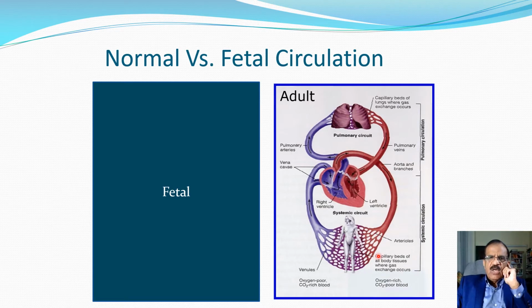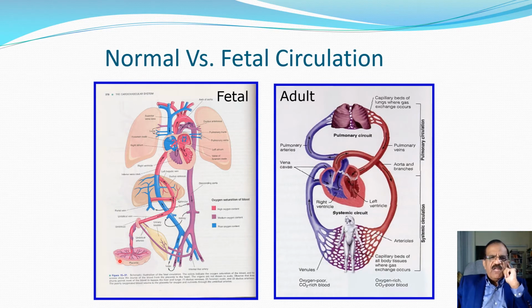Now let's see what is different in the fetal circulation. In the fetal circulation, the ventilating organ is the placenta. The placenta gets oxygen from the mother. The placental veins bring the oxygenated blood, which is venous blood but coded red because it is oxygenated, to the inferior vena cava and then to the right atrium.